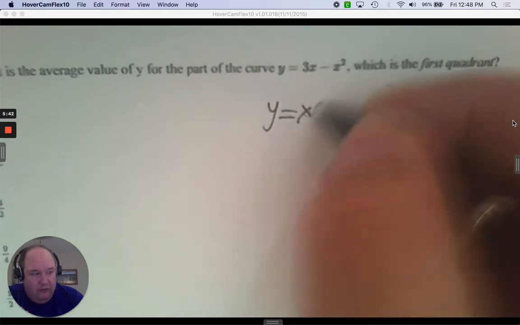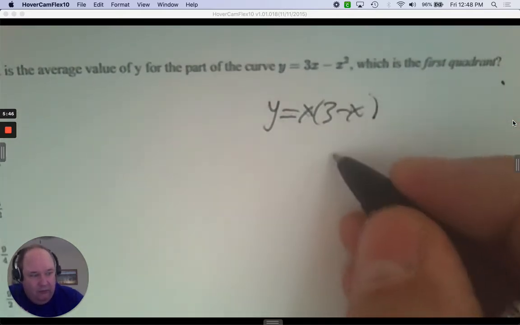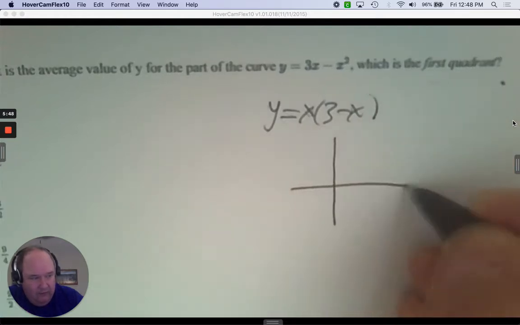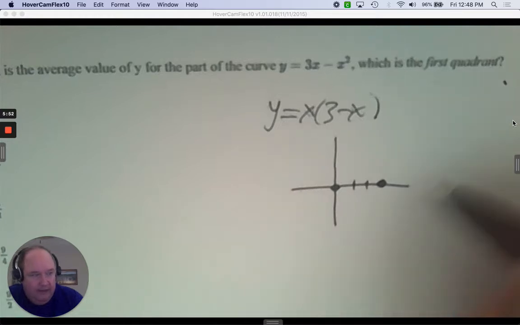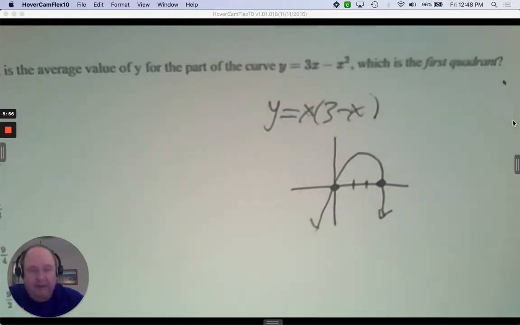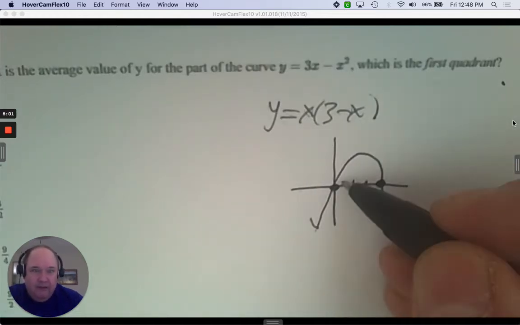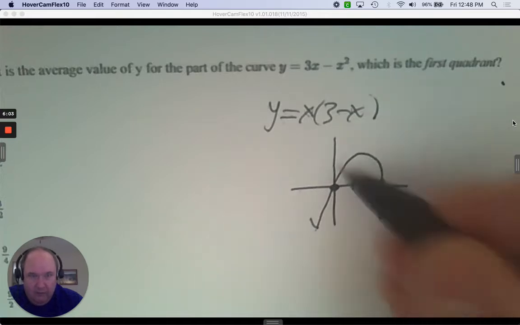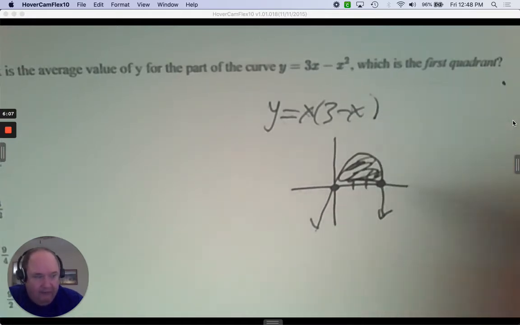So I'm going to actually factor out an x. Those are my intercepts. So when I sketch this, I have an intercept at 3 and at 0. And I know it's negative x squared, so I know it's going to fold down, kind of like that. I actually don't care about the vertex. I just sketch it because I want to know the first quadrant, which is up here in the top right. It's this area.